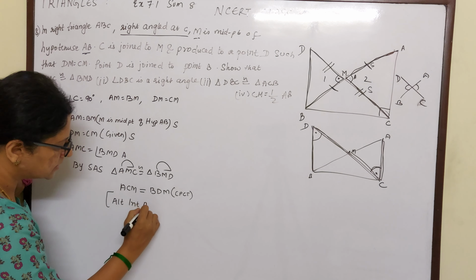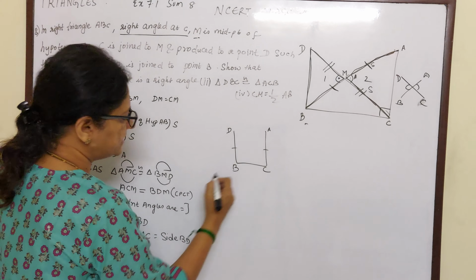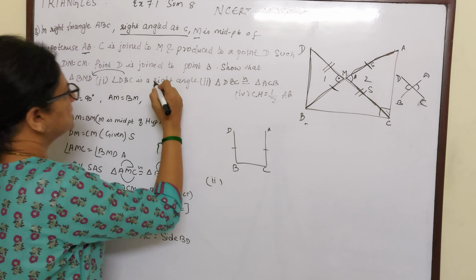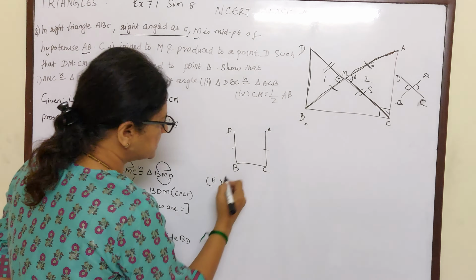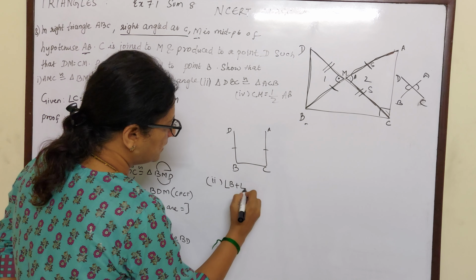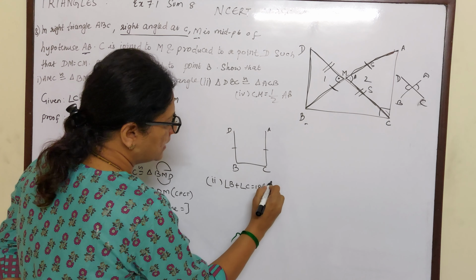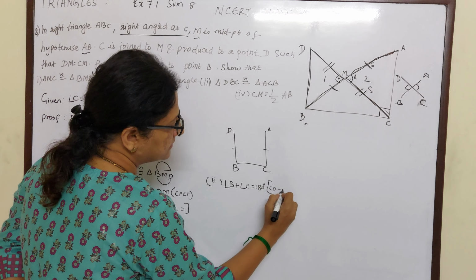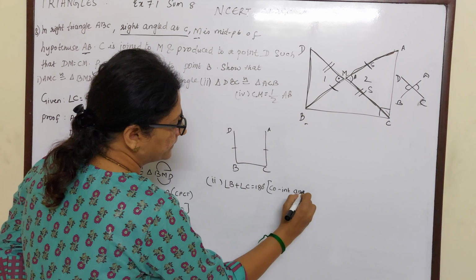Okay. Now if I take out this, right? So this is D, this is B, this is C, and this is A. Now DB is parallel to AC, we have proved, and this is also equal to this. Now can we say, children, for the second part of the sum that angle B plus angle C is equal to 180? What is the reason? Because co-interior angles are supplementary.